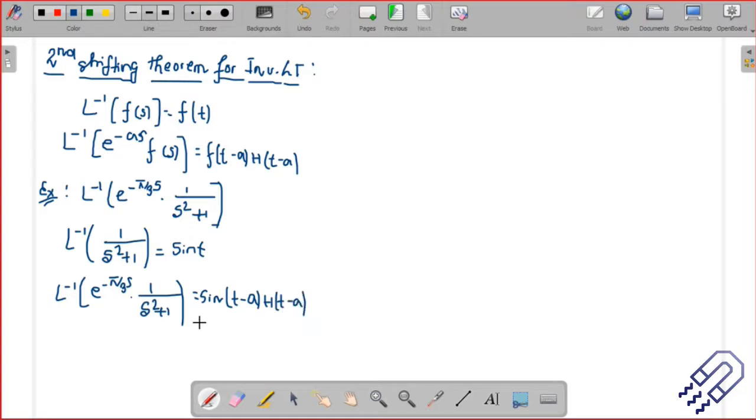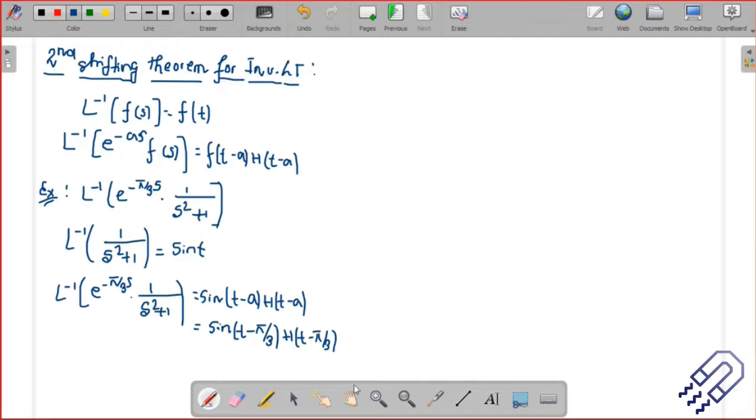So that means I can simply write it down as sine of t minus a. Now a is pi by 3, so I'll take pi by 3, and then I'll take h of t minus pi by 3. In Laplace transform, we are getting this equation. In the inverse, we are just going to write down whatever we started with in the Laplace transform. That's how we do these steps.